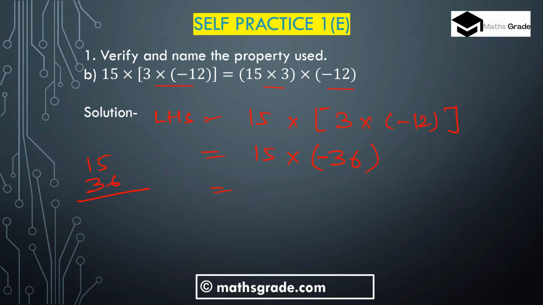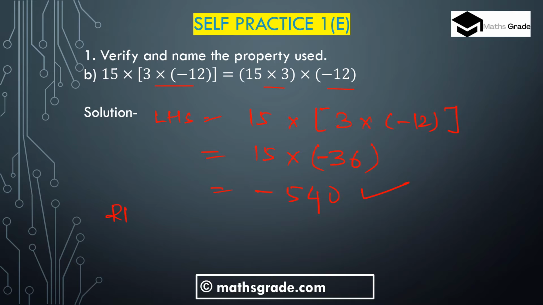Now 1 multiplied with 3 is 3 and 15 6 are 90 and 15 3 are 45. 0, 4 and 5, 5, 4, 5, 4, 0. Now this is minus 540, plus multiplied with minus is minus, so minus 540.